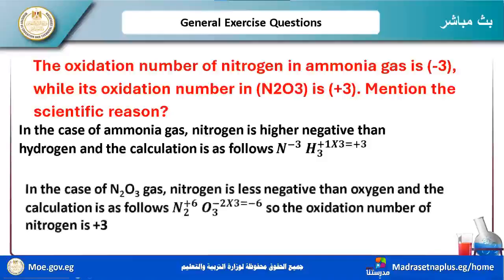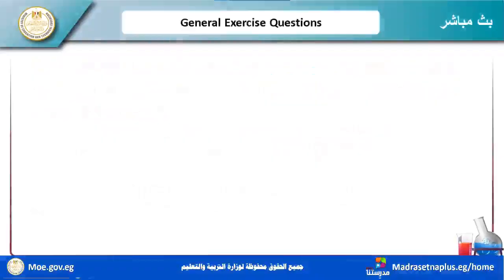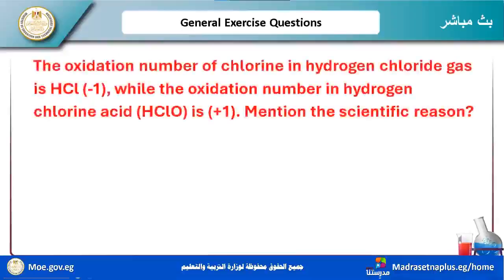Now, in the case of N2O3, nitrogen is less electronegative than oxygen, and the calculation follows as nitrogen here is positive. Positive 6 divided by 2, so the oxidation number equals +3. So this is the main reason for the change: the differences in electronegativity between them in some compounds. The electronegativity is an important factor for the changing of the oxidation number.